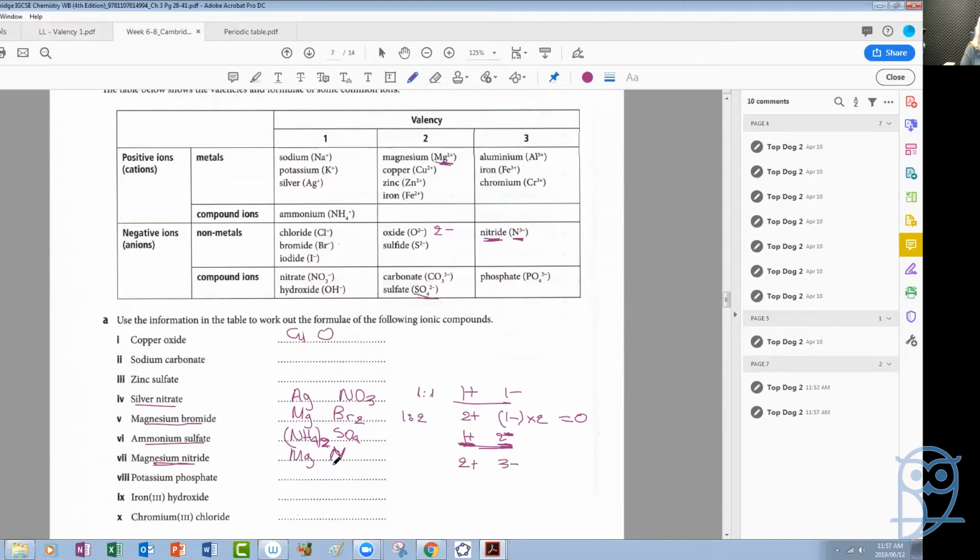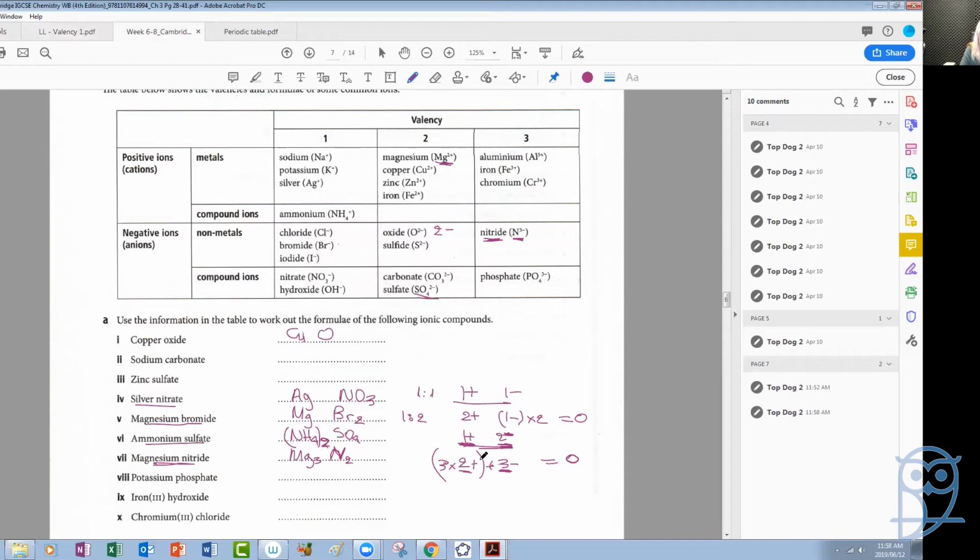Now, how do we make this structure here neutral? We have 2 of these and 3 of these. How can it give us a total charge of 0? We have to multiply with some coefficients. But this is not really a problem, there's no need to do calculations. We see this is the valency of the nitride, we write it here. And this is the valency of the magnesium, we write it there.